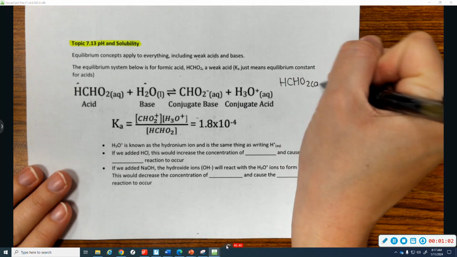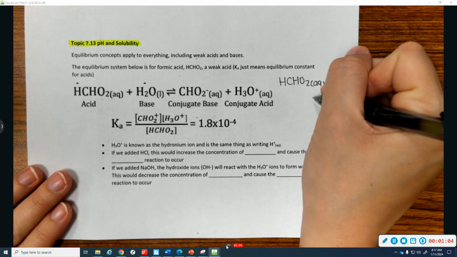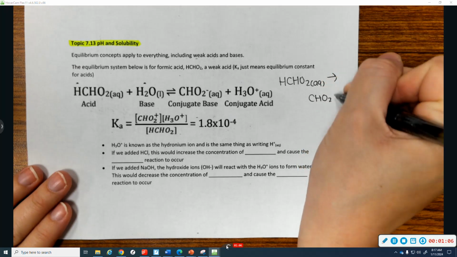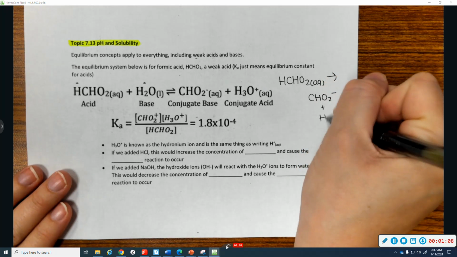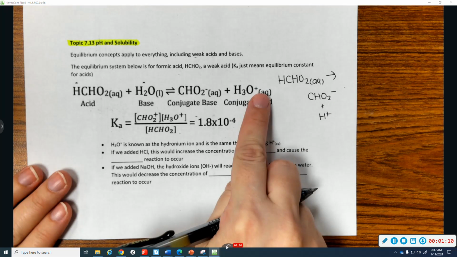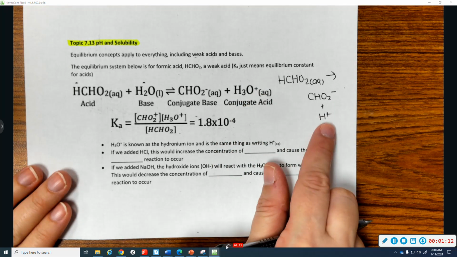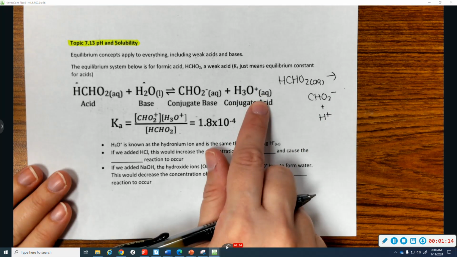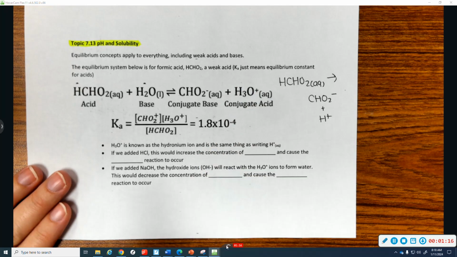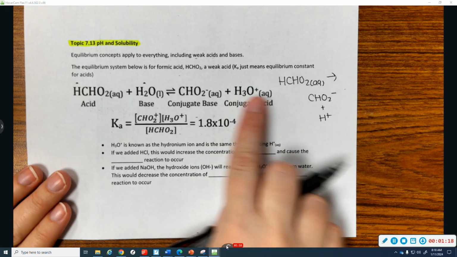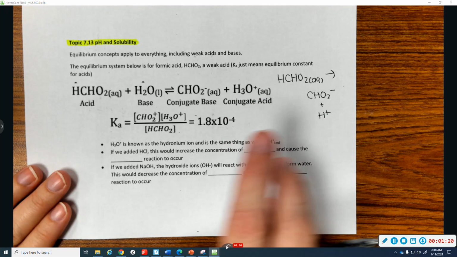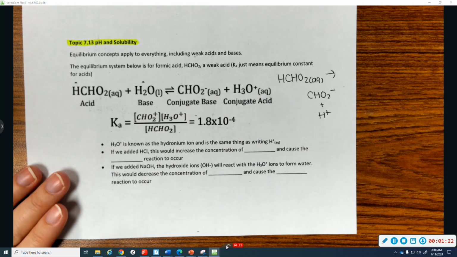HCO2H aqueous is going to form CHO2 minus aqueous plus H plus. Hydrogen and hydronium are the same thing, but that's where the hydrogen ion is going. It does attach to water and form that cation, hydronium. But this and this, they are interchangeable, same thing. This is the same reaction as that.